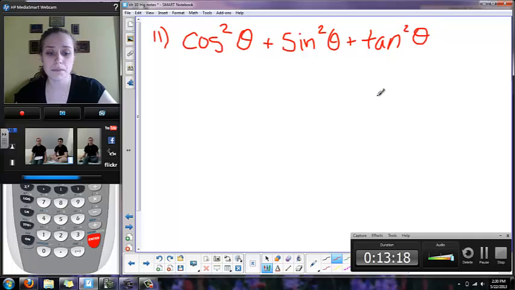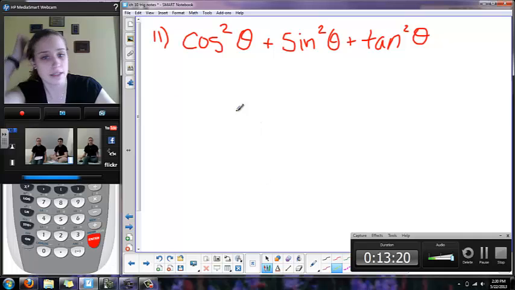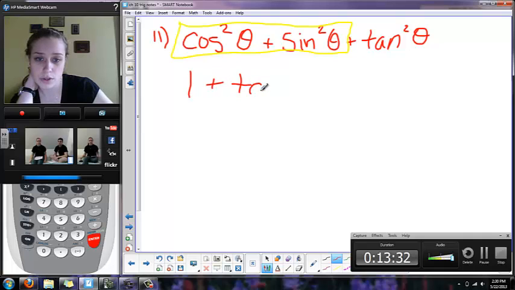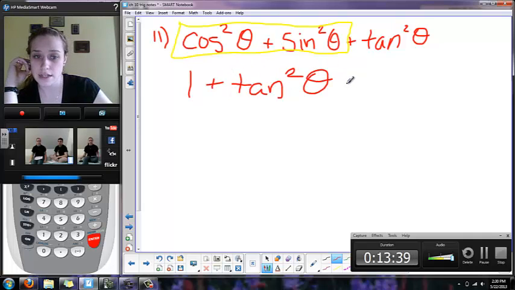Okay, so this is what I mean by using your trig identities to make things simpler. So hopefully you could look at this part right here, cosine squared theta plus sine squared theta, and recognize that that's one of our identities, and we know that that is equal to 1. So we're left with 1 plus tangent squared theta. And 1 plus tangent squared theta is actually one of our other identities, and it's actually just equal to secant squared theta.